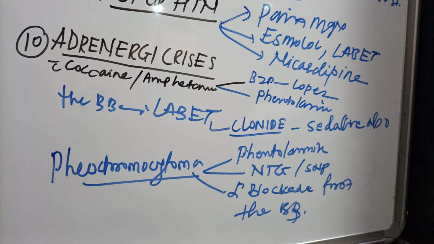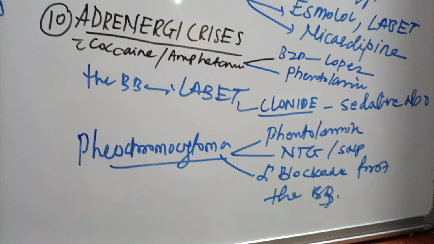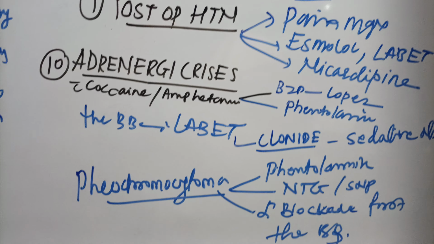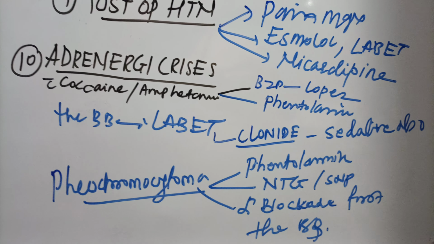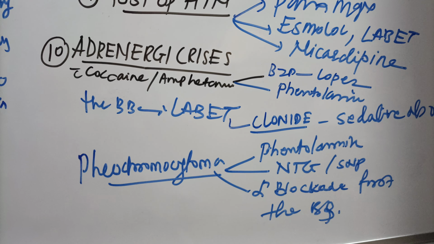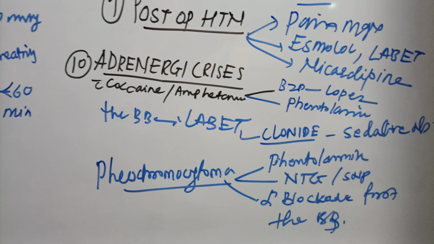In pheochromocytoma, we know that it is episodic hypertension. We use NTG or sodium nitroprusside. First of all, we do alpha blockade, and then we use beta blockers. Okay, thank you.